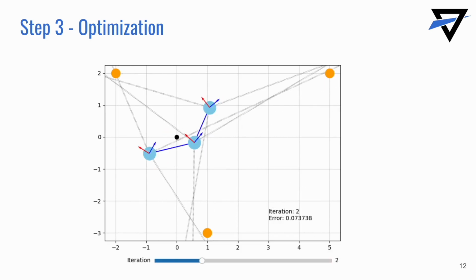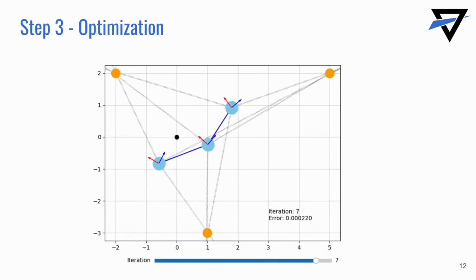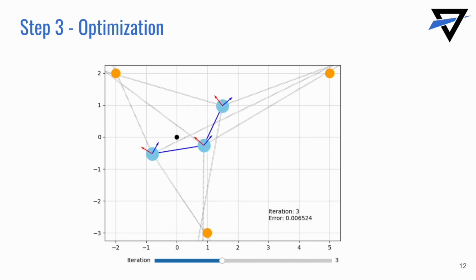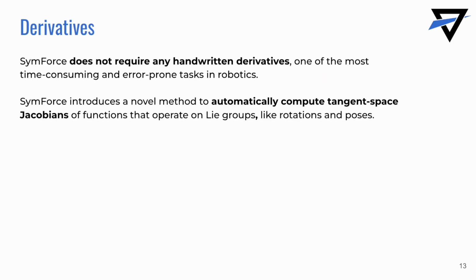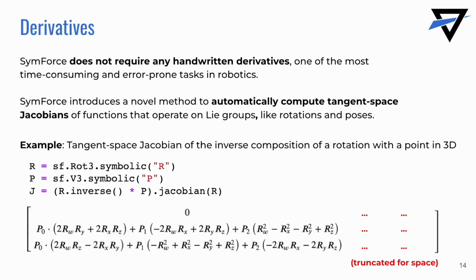This overall workflow scales well to a wide range of complex problems, up to hundreds of thousands of operations. And SymForce's code generator is broadly useful even without the optimizer. As we saw, SymForce does not require any handwritten derivatives, which tend to be one of the most error-prone tasks in robotics. SymForce introduces a novel method to automatically compute tangent space Jacobians of functions that operate on Lie groups, like rotations and poses. All a user needs to do is to build a symbolic expression and call the Jacobian function, as shown here.